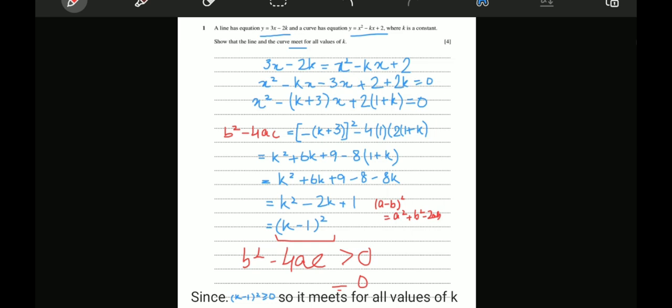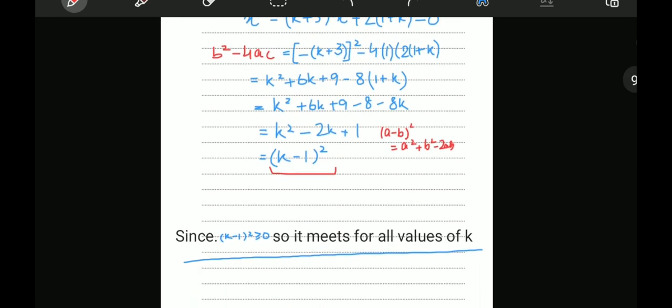This is the reason that we are not specifying it with just one condition, that it is greater than 0 or smaller or equal to 0, because it is not given over here. They are just asking that they are meeting for all values of k. So this suggests that k minus 1 whole square is greater than or equal to 0, so it meets for all values of k. I hope you will understand this.